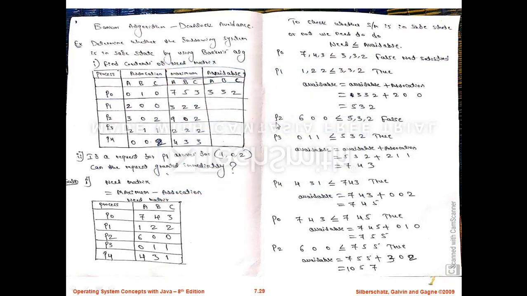P1, then P2 got failed. P1, P3, P4, P0, P2. This is one sequence, because P1 got executed first, then P3 got executed, then P4 got executed, then P0 got executed, then P2 got executed. This is called a safe sequence.